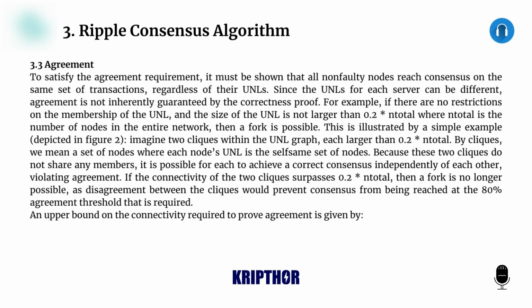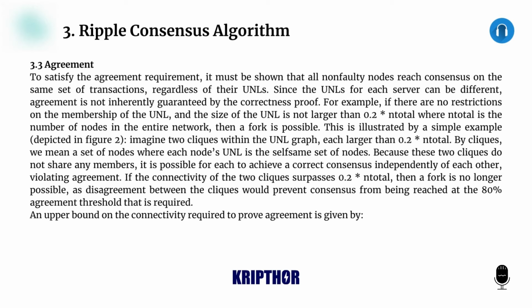3.3 Agreement. To satisfy the agreement requirement, it must be shown that all non-faulty nodes reach consensus on the same set of transactions, regardless of their UNLs. Since the UNLs for each server can be different, agreement is not inherently guaranteed by the correctness proof. For example, if there are no restrictions on the membership of the UNL, and the size of the UNL is not larger than 0.2 x n_total, where n_total is the number of nodes in the entire network, then a fork is possible. This is illustrated by a simple example, depicted in Figure 2.